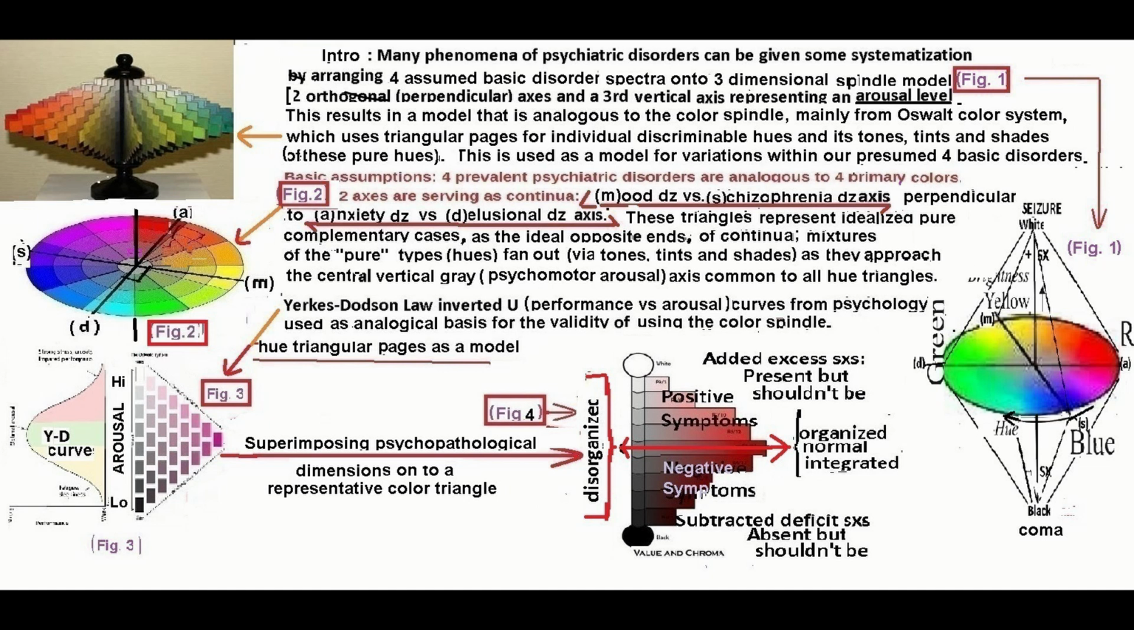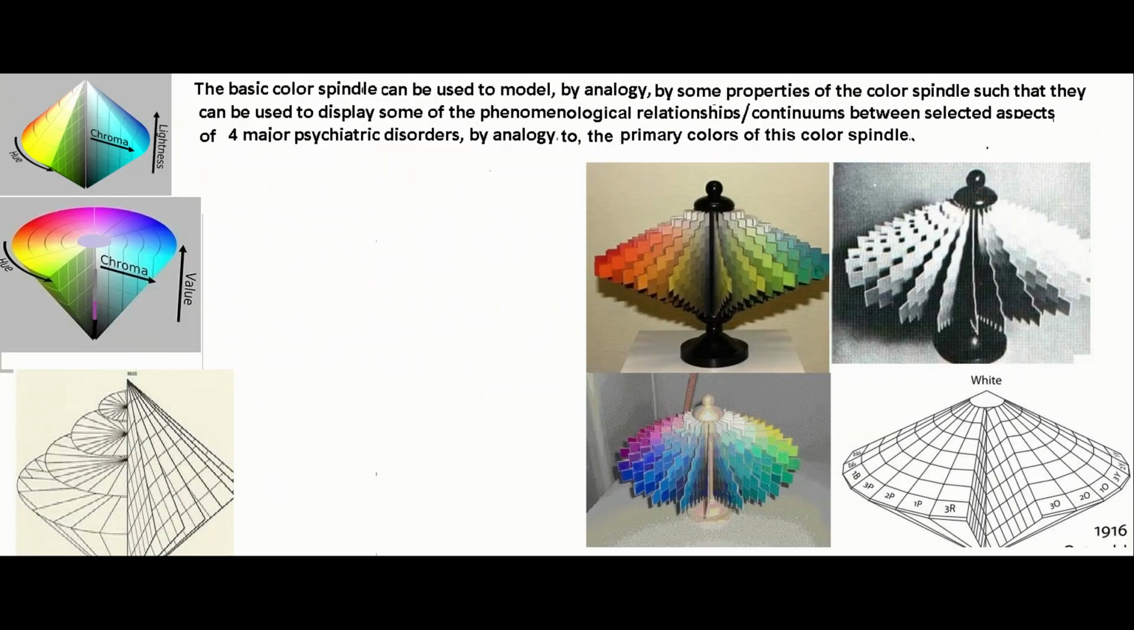You'll have to read a lot of it because it's just too much to state, and it'd be too cumbersome. Anyway, what it does is it gives psychiatric syndromes in a nutshell, and shows some relationships between them according to this model. First of all, we'll have to review the color spindle some. Here's the basic color spindle used to model, by analogy, some of the properties that seem to be reflected in some psychiatric disorders. And of course, this is a model and therefore an analogy that I'm using.